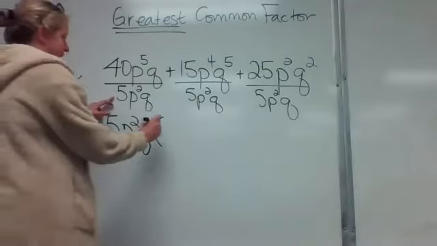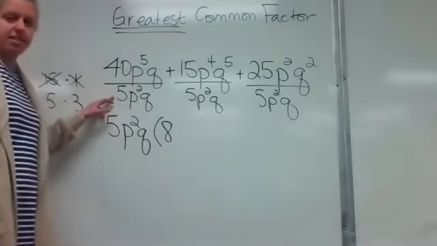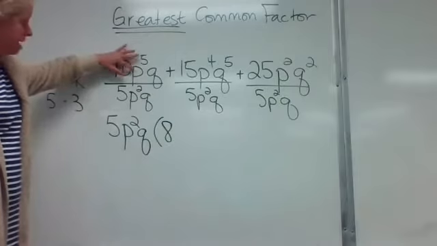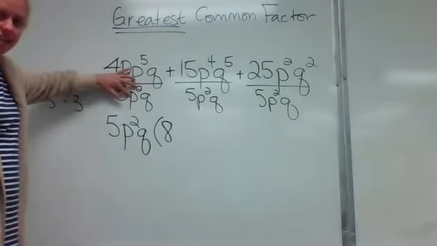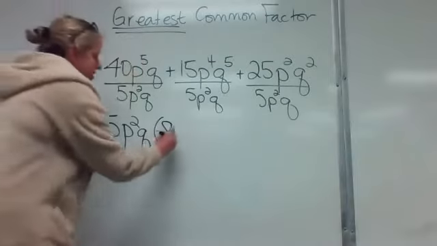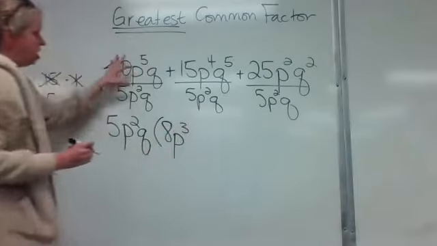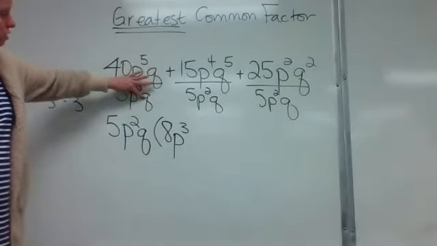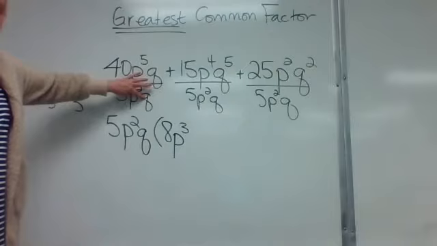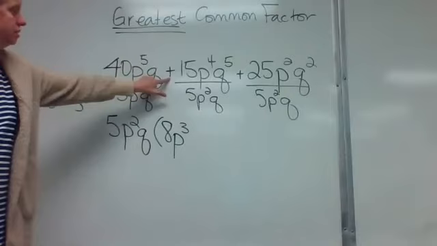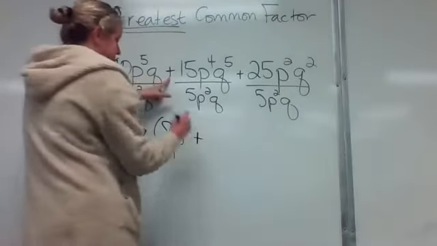40 divided by 5 gives me 8. I had p to the 5th. I pulled out p to the 2nd. So if I subtract those exponents, I'm going to be left with p to the 3rd. I had a q, but I pulled it out. So there's no q left. So I'm done with that one. Bring down my plus.